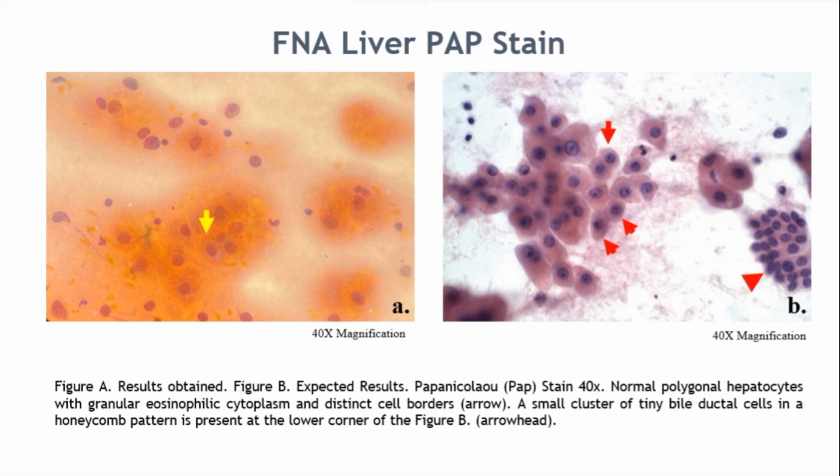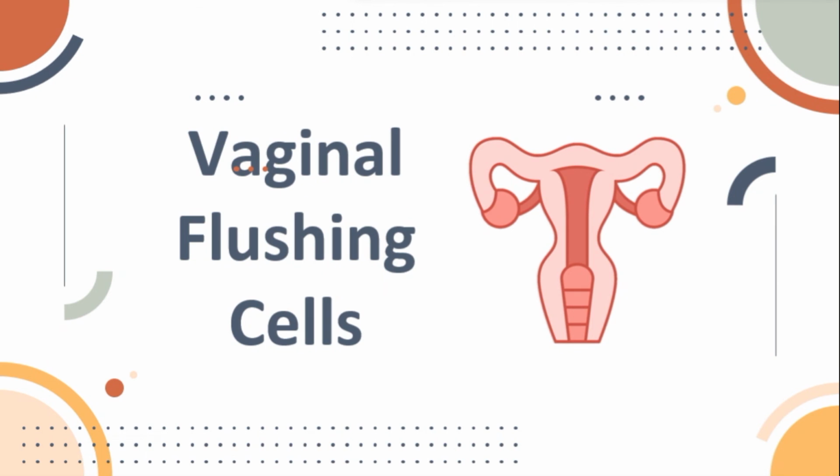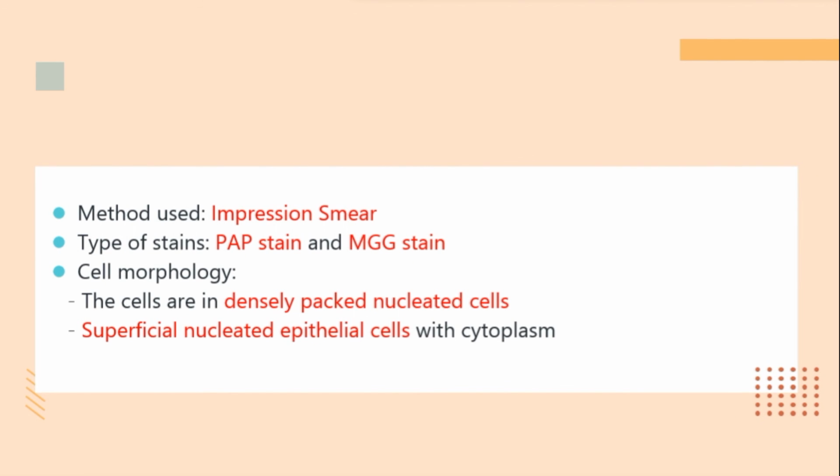Vaginal flushing. It is located at the vagina. We use the method of impression smear. Papanicolaou staining and May-Grunwald Giemsa staining are the types of stain that we use. The cell morphology shows densely packed nucleated cells and superficial nucleated epithelial cells with cytoplasm.